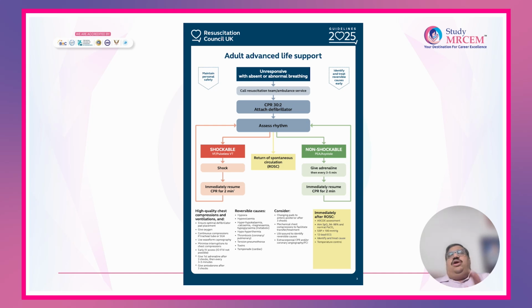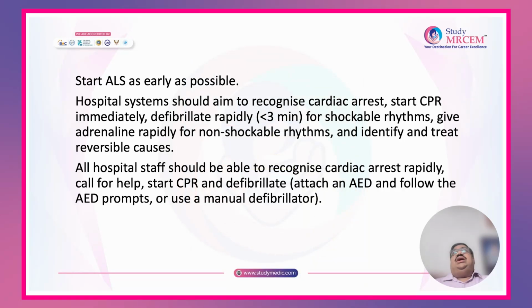There are a lot of scenarios that you need to keep in mind. When you have an advanced airway in place, there is no need for synchronization of 30:2. You can give continuous compressions at a rate of 100 to 120, and you can give one breath every 6 seconds. So there are certain scenarios you need to be aware of. The first thing: start ALS as early as possible. Whatever the recommendation, that is one of the key things you need to remember: start ALS as soon as possible.